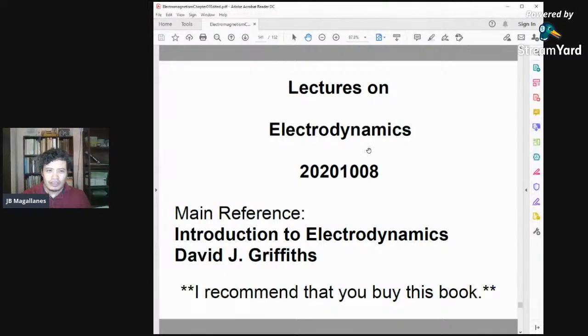We are going to continue with our lectures on electrodynamics, and again, we're using as our reference Introduction to Electrodynamics by David J. Griffiths. Please buy this book when you have extra resources.